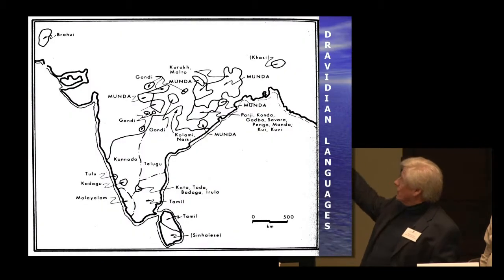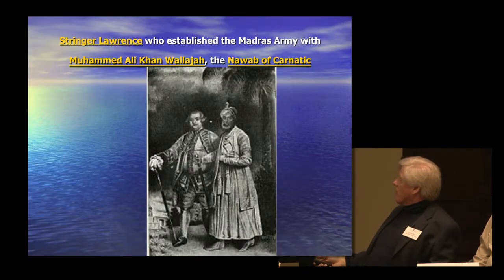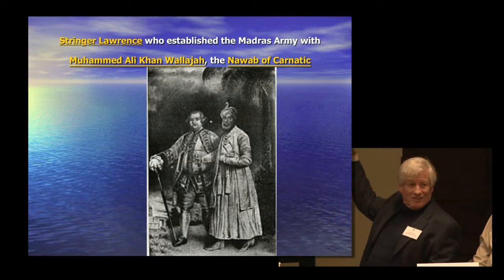Here's a distribution of the Dravidian language traditions, most of them down in South India, but dispersed into hill areas. An example of the embrace that we see, especially in South India, between the Brit and the Prince.